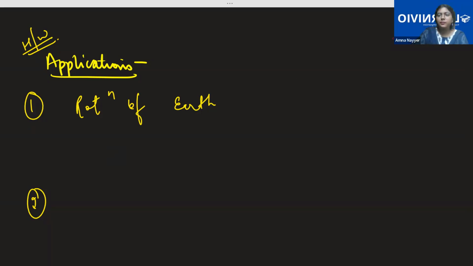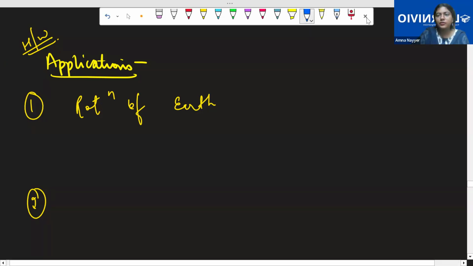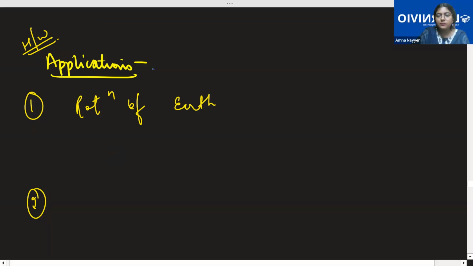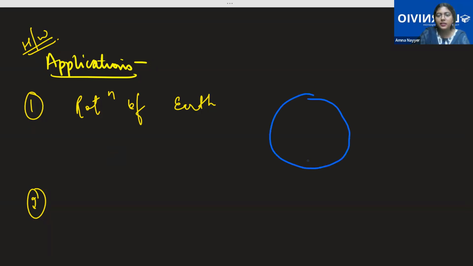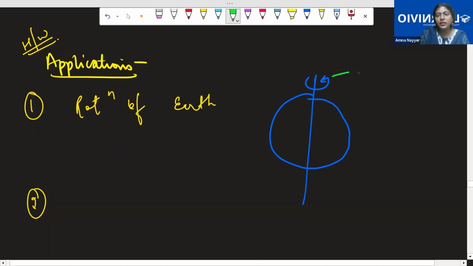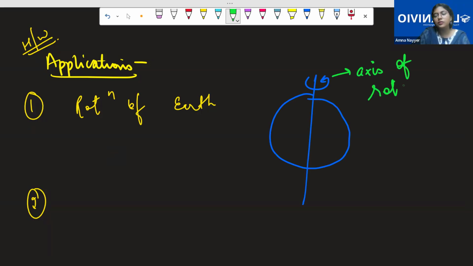Like the rotation of the earth. The earth is rotating. This is the axis of rotation. Radius is also there. Moment of inertia will be present. So the radius is there, the mass of the earth is present, so definitely it will have its own moment of inertia. It is rotating with some angular speed omega.